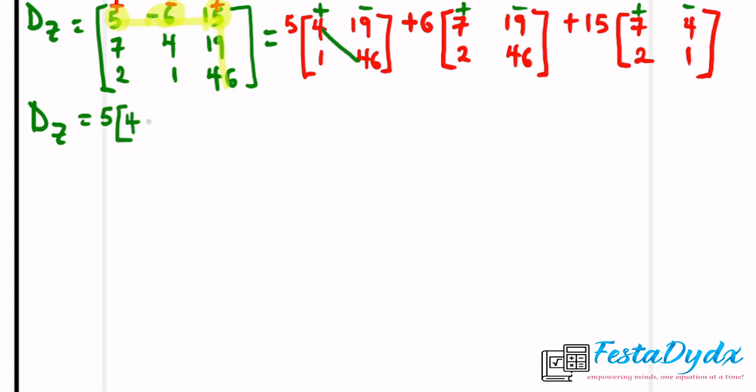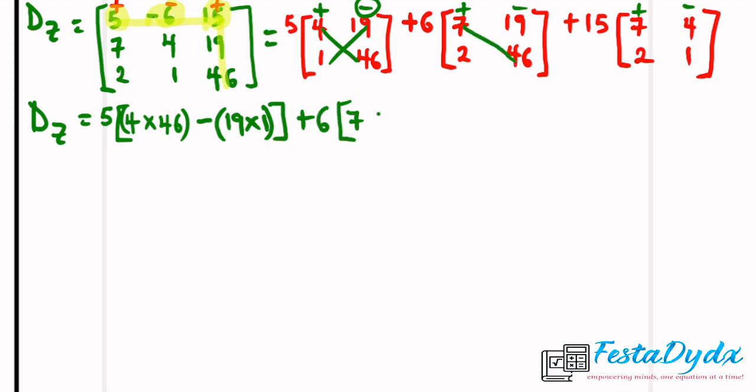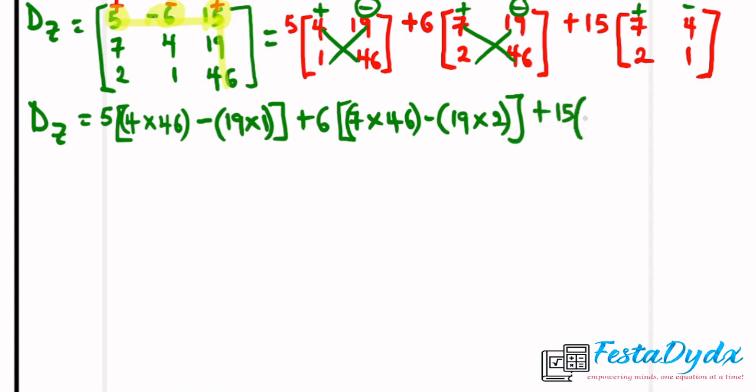So our determinant of the coefficient of z becomes 5 in a square bracket, the diagonals, 4 times 46, put this in a bracket, and then we'll have our minus sign here. So this is minus, the second diagonal is 19 times 1. We'll close this bracket, then we'll move to the next element, which is plus 6. So the first diagonal is 7 times 46. Then this is our minus sign here, minus the second diagonal is 19 times 2. Then we'll close the bracket, plus 15. Then our square bracket, 7 times 1 is the first thing we'll have there. Then minus, we'll have 4 times 2.